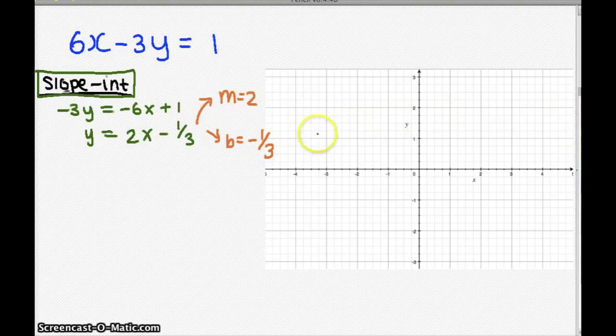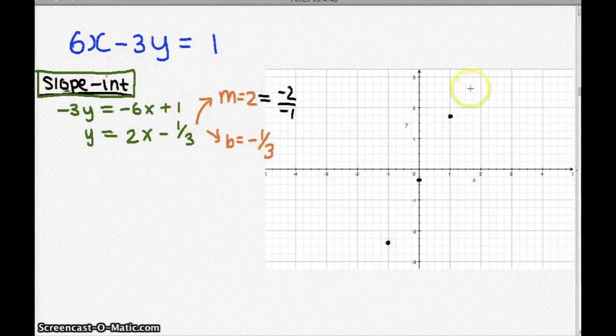So let's try graphing this. -1/3 is about here maybe, and the slope is 2, so we go up 2 and to the right 1, about here. This is also equal to -2 over -1, so we can go down 2 and left 1. It's about there. So I'm just going to draw a line. Pretty much right.